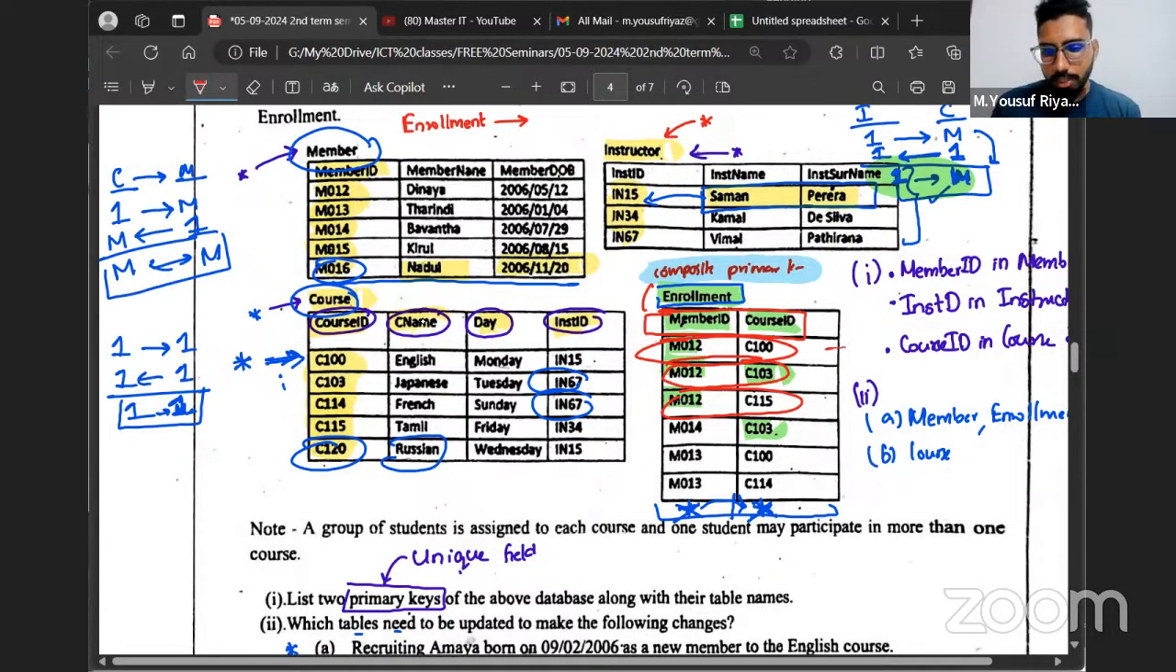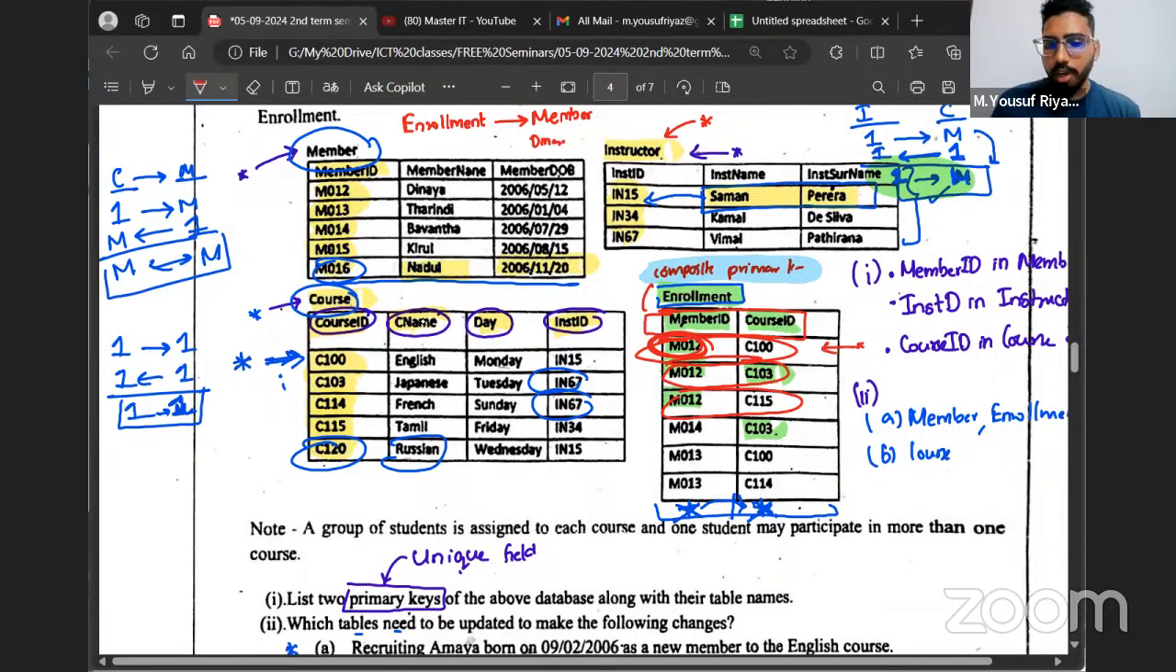For example, if I want to find this part, now I'll go for the enrollment table. See, member table. In the member table, I'll find whose name is M012. Whose name is M012 actually? The first record. This M012 is representing, but which student? Yes, it is representing Dinaya. I found that her name is Dinaya.